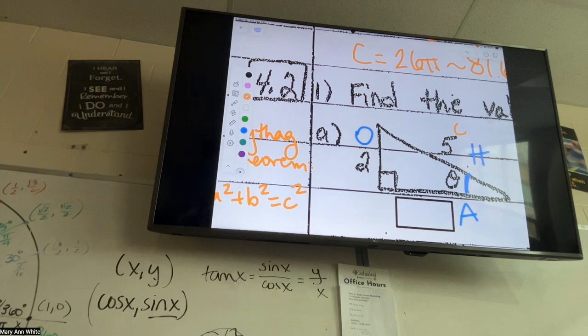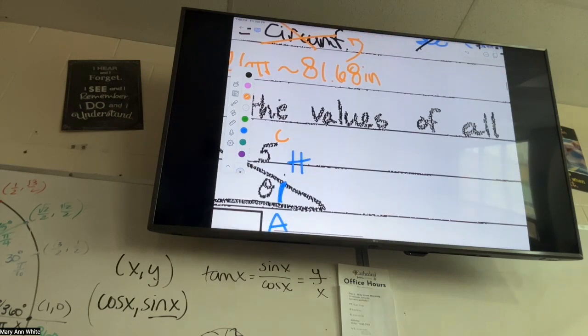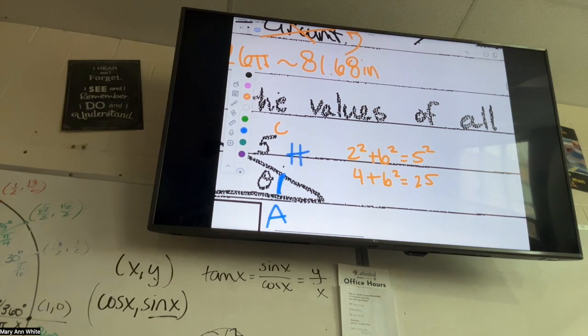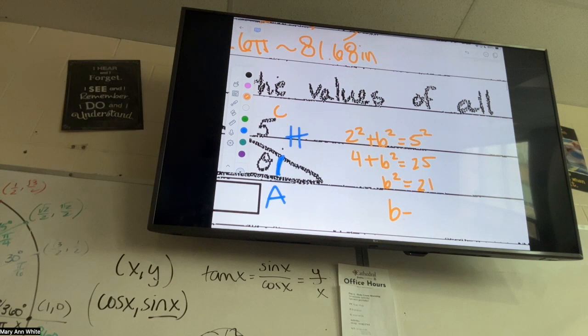A and B don't really matter as long as one of the other sides is A and one of the other sides is B. So I'm going to jump over to the side and I'm going to say 2 squared plus B squared equals 5 squared. So 4 plus B squared equals 25. I'm going to minus 4 from both sides. B squared equals 21. And then we'll square root that and we get B equals the square root of 21. If we could simplify that, we'll simplify it, but we can't simplify root 21.